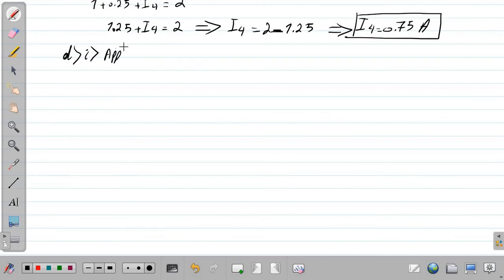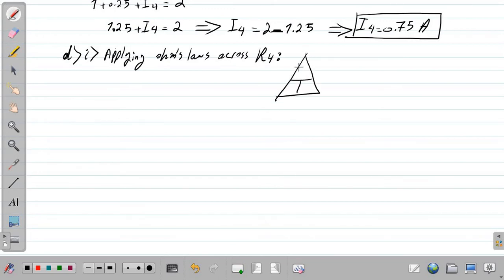Applying Ohm's law across R4. Let's construct the triangle URI. The terminals of R4 are C and E, and we have R4, and the current flowing through R4 is I4.